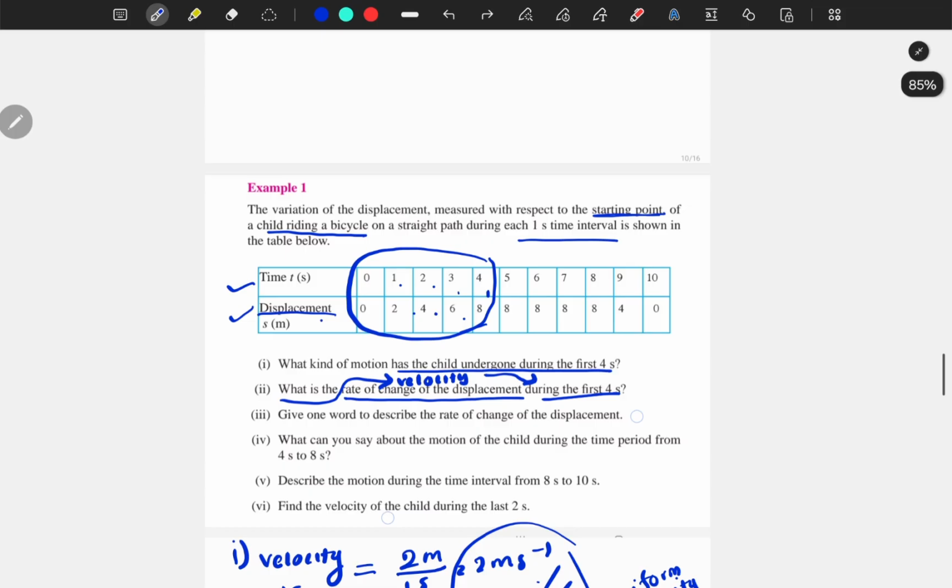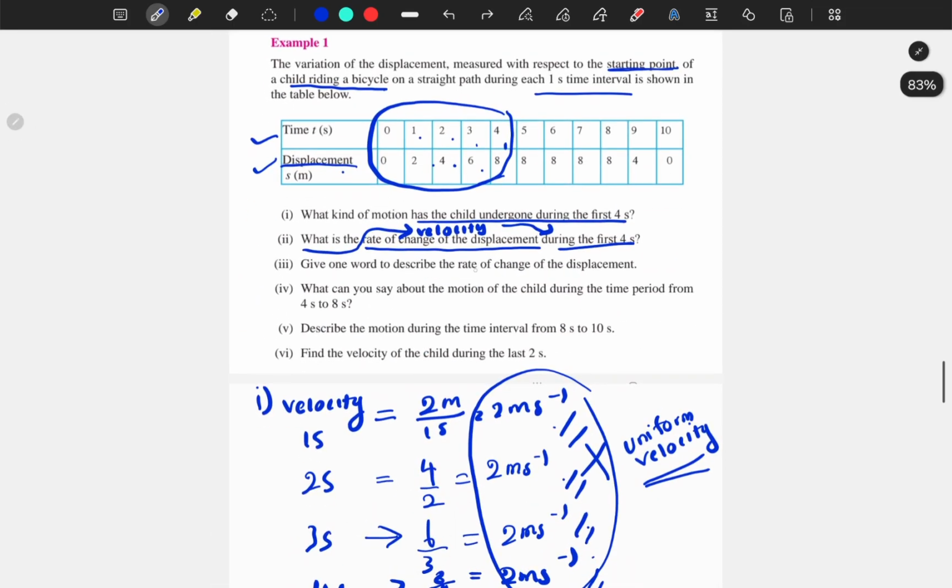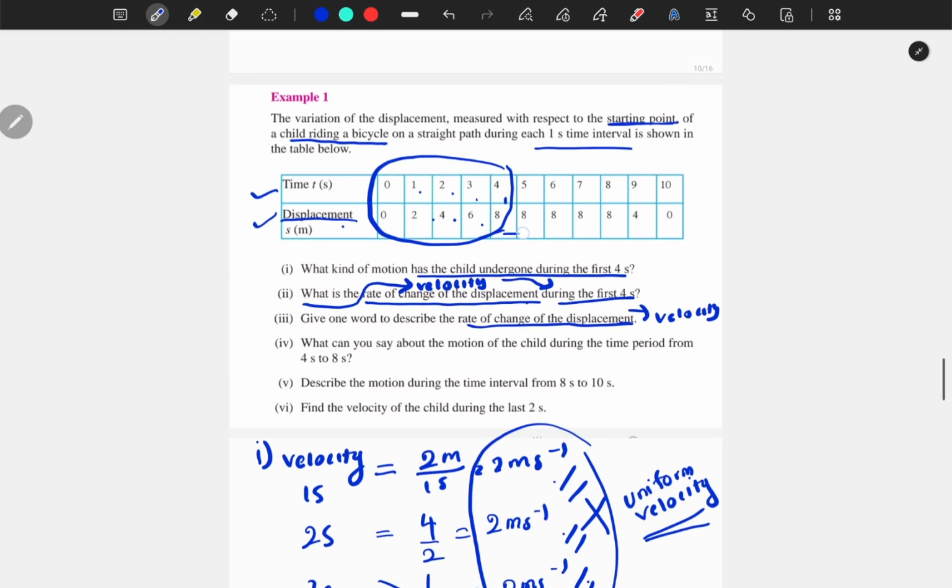So it's asking, give one word to describe the rate of change of displacement. What is the word? It is velocity. It is previously mentioned. What can you say about the motion of the child during the time period from 4 to 8 seconds? Asking from 4 to 8 seconds.